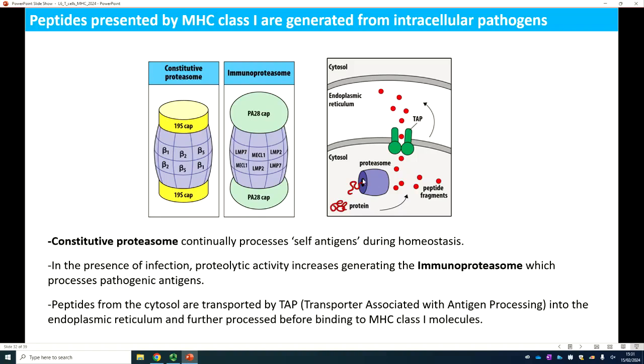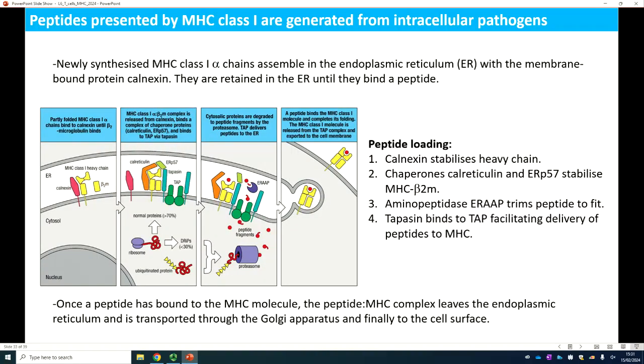So you can see on the diagram here, we have our proteasome. It's processing the protein and chucking out all these little peptide fragments. So this is within the cytosol, but it needs to get to the endoplasmic reticulum where the MHC is. So we then have a need for this transporter associated with antigen processing, which is known as TAP, and that helps to transport these peptides from the cytosol into the endoplasmic reticulum, where they can then bind to MHC class 1.